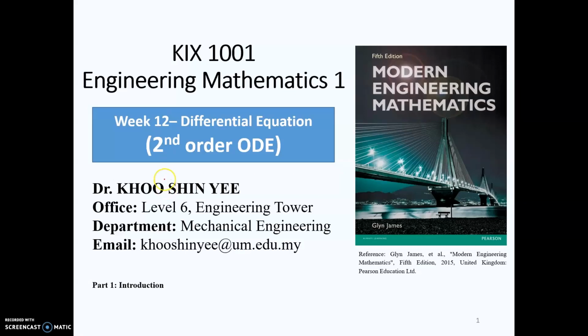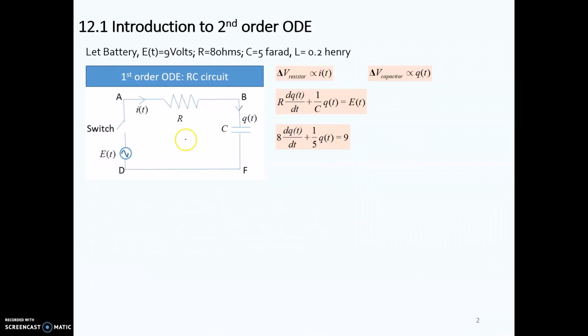In this video, we will discuss the solution for the second order ODE. So far, we have learned that an electrical circuit consisting of a resistor and capacitor can be modeled by using an ODE equation like this, where you have electrical source E(t) on the right hand side of the equation. Let's assume that this electrical source is a battery with 9 volts. So you can represent this by 9.